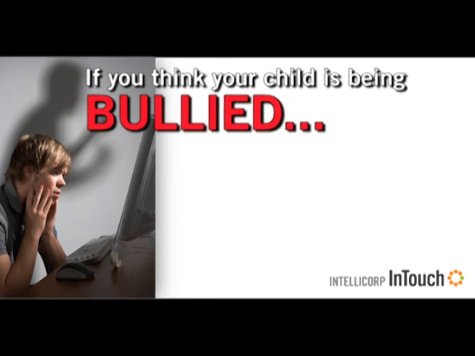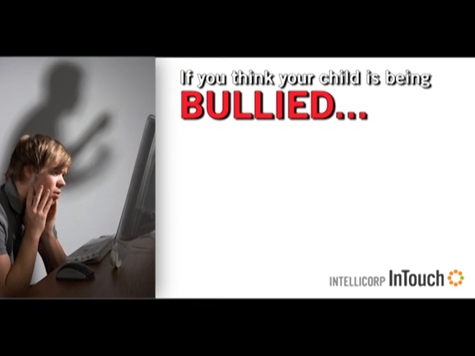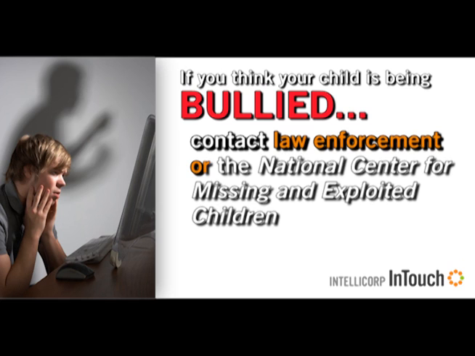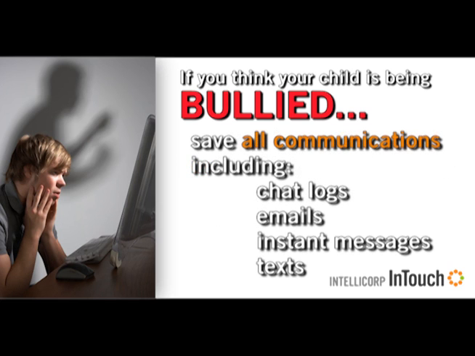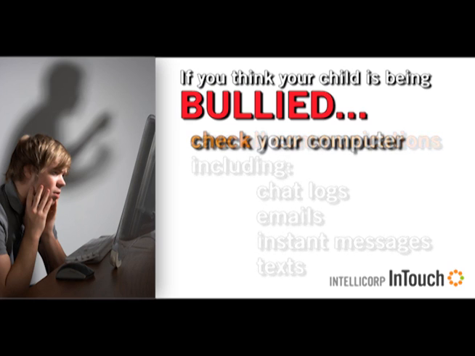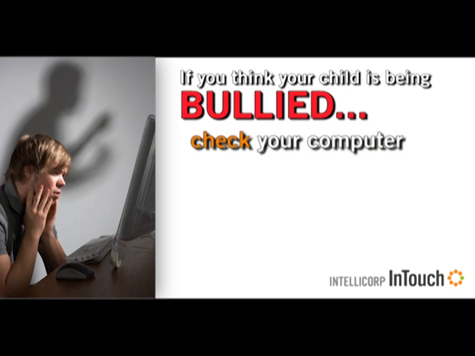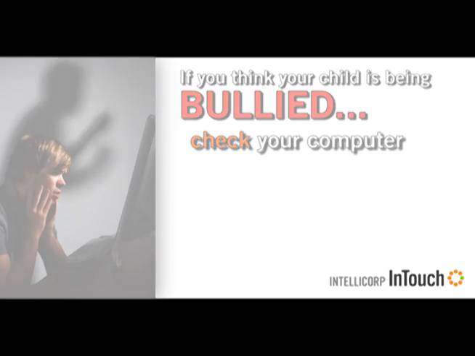Here are some other suggestions if you think your child is being bullied. Get in touch with your local law enforcement or contact the National Center for Missing and Exploited Children. Save any and all chat logs, emails, instant messages, website addresses, anything and everything that could be helpful to police. And finally, check your computer for pornographic files and/or any type of sexual communication. Remember, internet predators typically meet kids in chat rooms first and then continue through emails and instant messaging. Instant messaging logs can be very easily recorded on a computer.